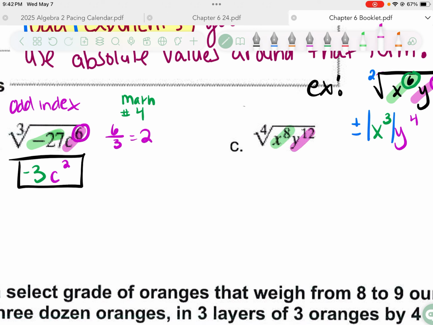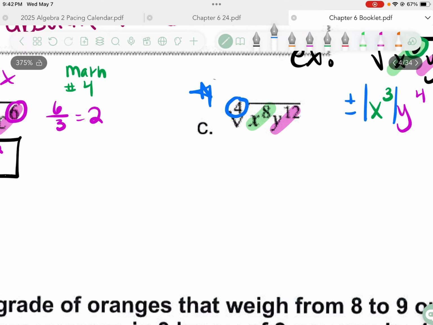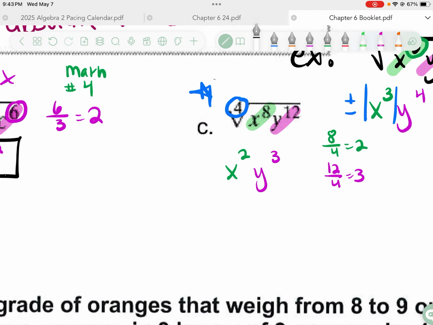Next one here, it's an even index, so put a little star here to remember to do some extra work at the end. 8 divided by 4 is 2, so x squared. 12 divided by 4 is 3, so y cubed. Plus minus, absolute values around the odd exponent.